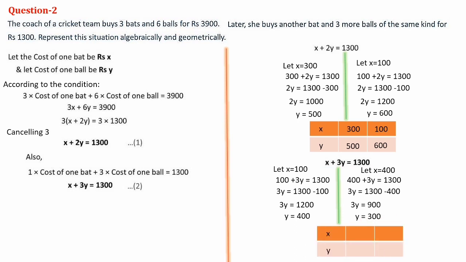So let's make the table again. That is x and y. First for x is equal to 100, we have got y value as 400. Then for x is equal to 400, we have got y value as 300. So now for both equations we have prepared the table of values. Then next we will plot this on a graph sheet and we will make the geometrical representation of the given data.